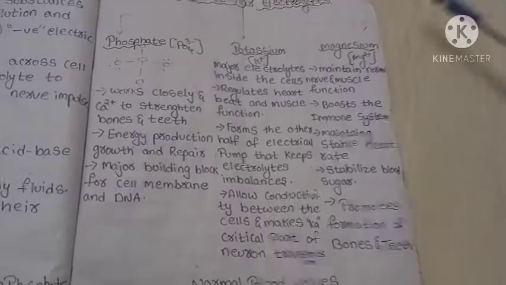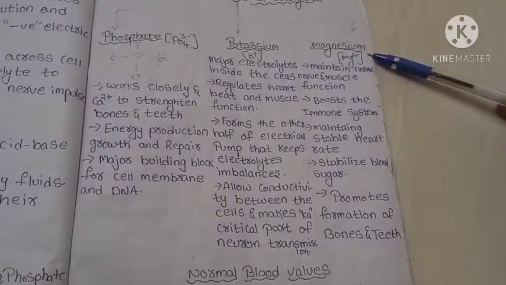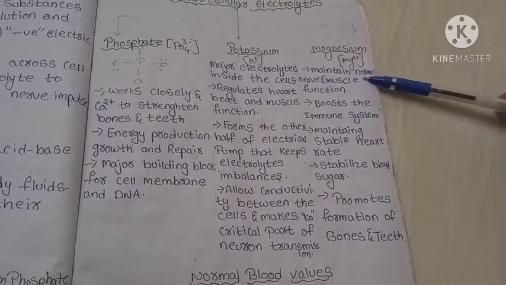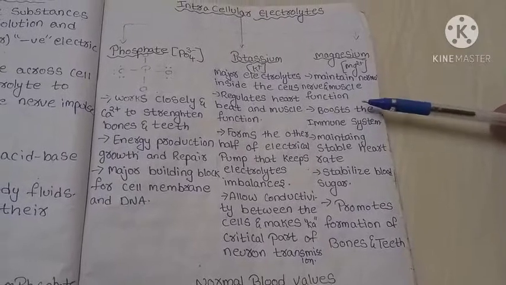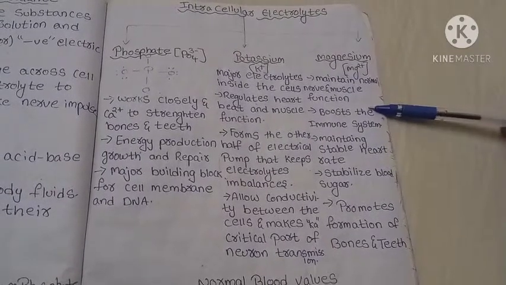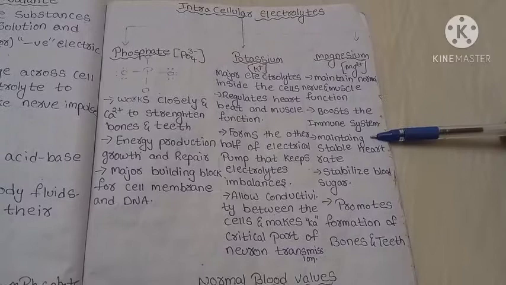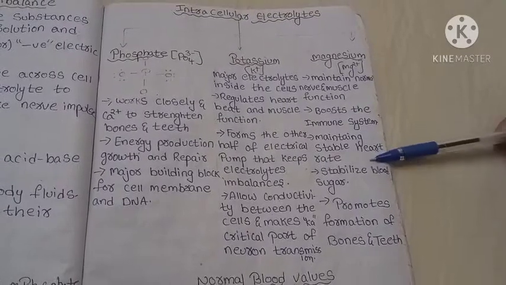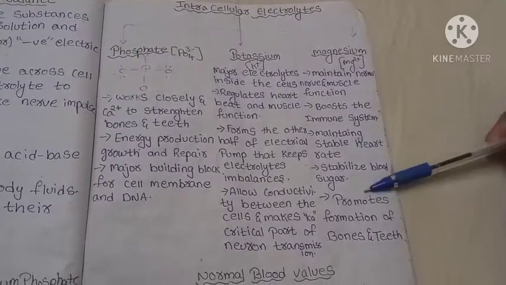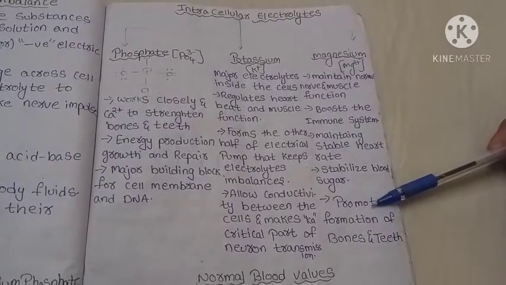Now we will see magnesium. It is denoted with Mg2+. It maintains normal nerve and muscle functions, boosts the immune system, maintains stable heartbeat, stabilizes blood sugar level, and also promotes the formation of bones and teeth.